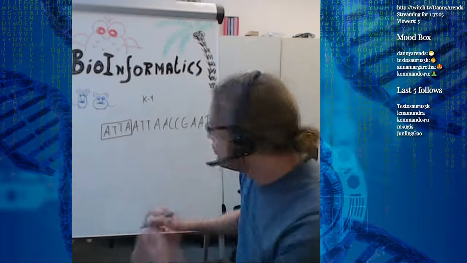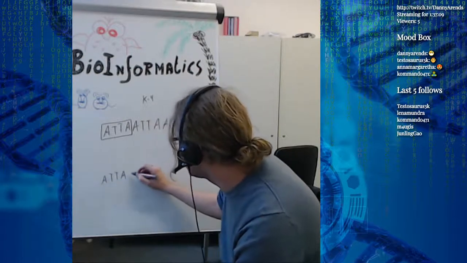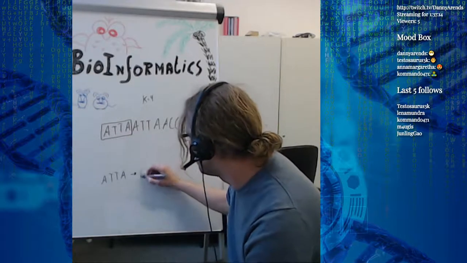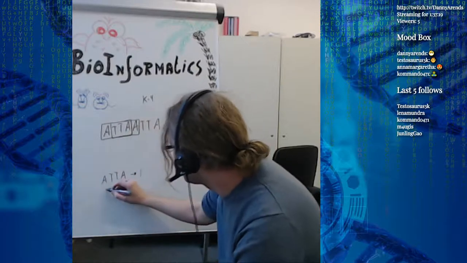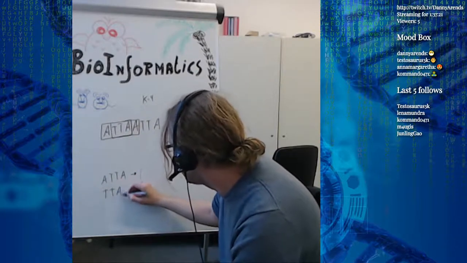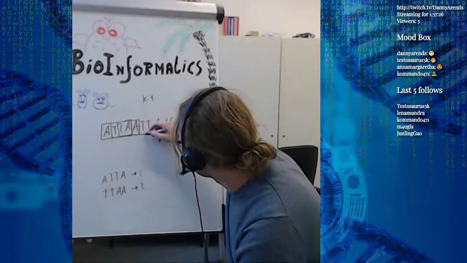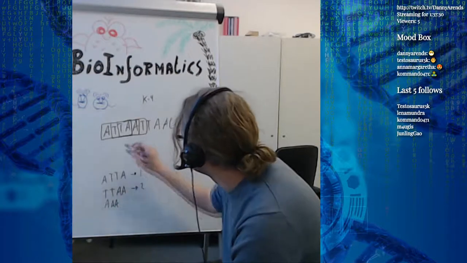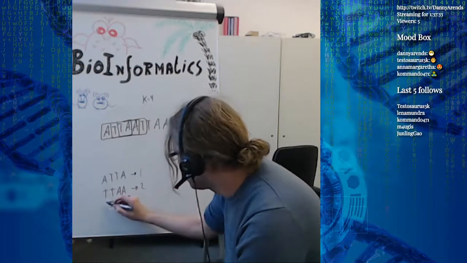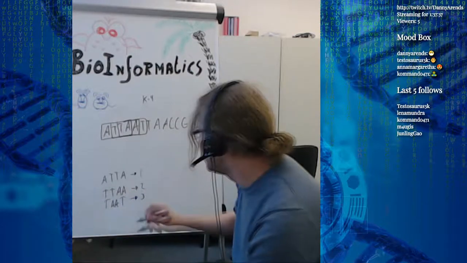So what I now do is I just write down the k-mer. So that is ATTA, and I write down where this k-mer starts. So this k-mer starts at position 1, right? Then I do the next k-mer, and the next k-mer is TTAA, starting at position 2. The next one is TAAT, right? And this starts at position 3.